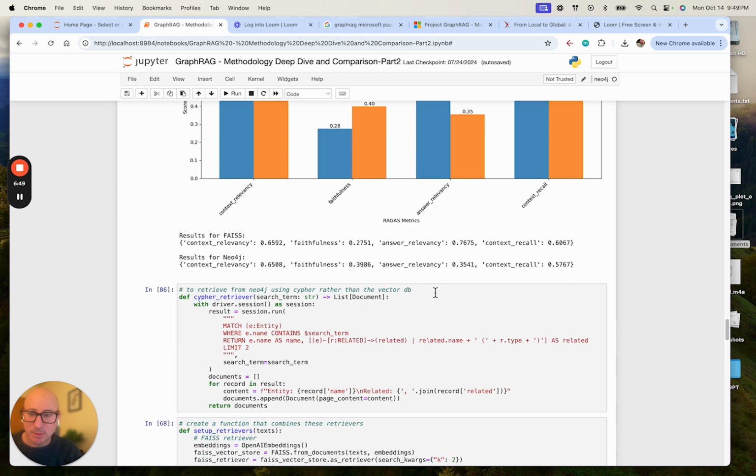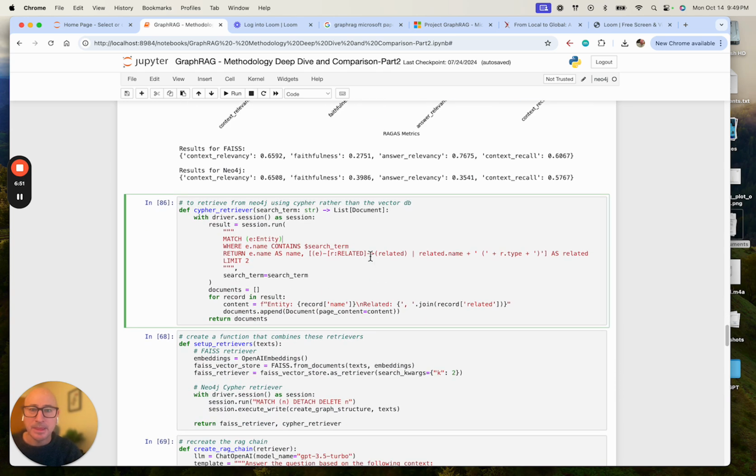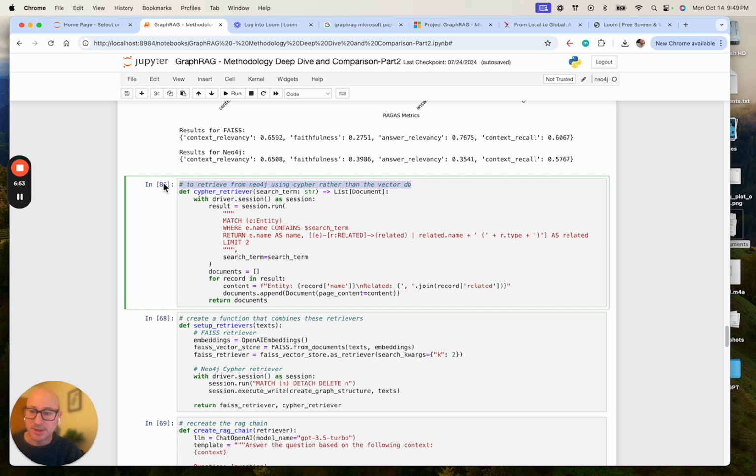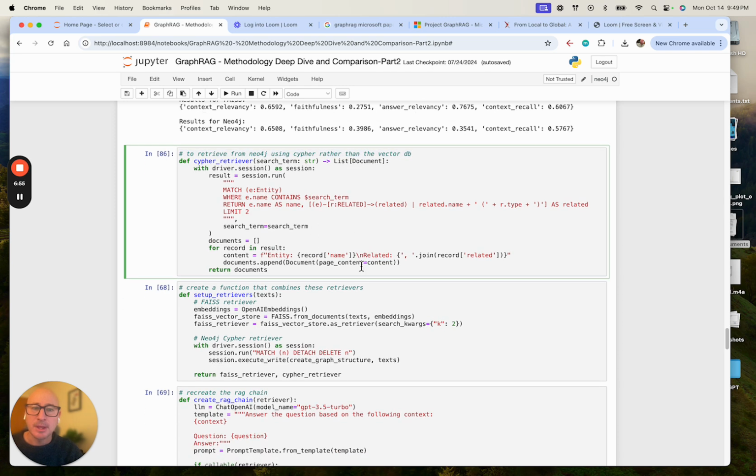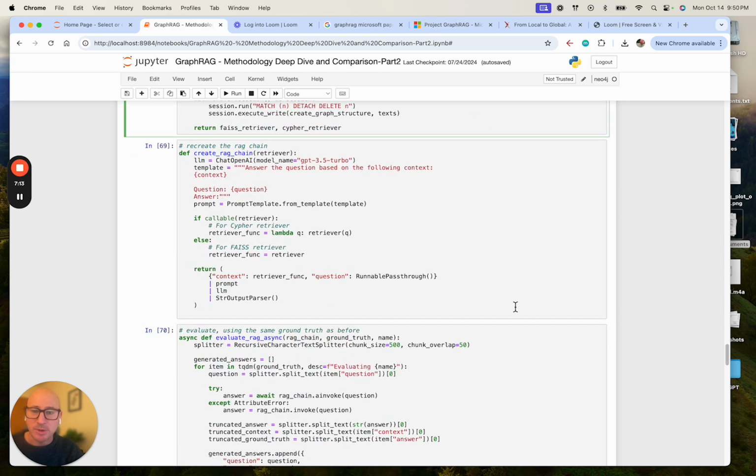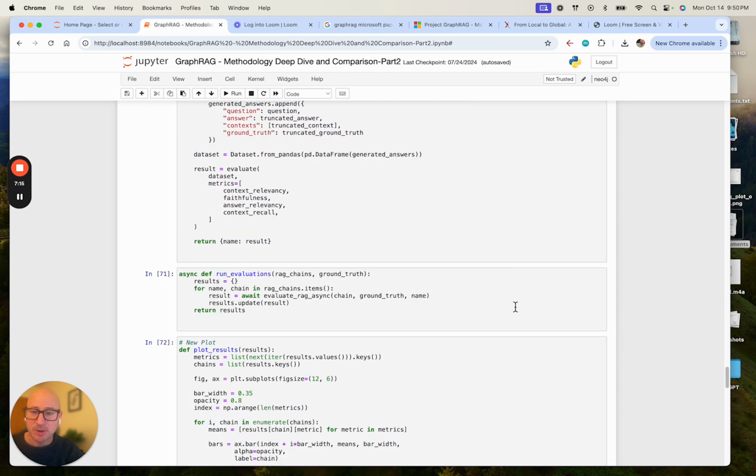So then I ran the same thing with my Cypher retriever. So I wasn't using the vector database to retrieve. And you can see here, this is a little bit different. It's querying everything that was related to the next thing, which I researched as one of the advantages of a knowledge graph: being able to retrieve the entities that are related to something else, rather than the nearest neighbor aspect of FAISS. I reran everything against the same ground truth.